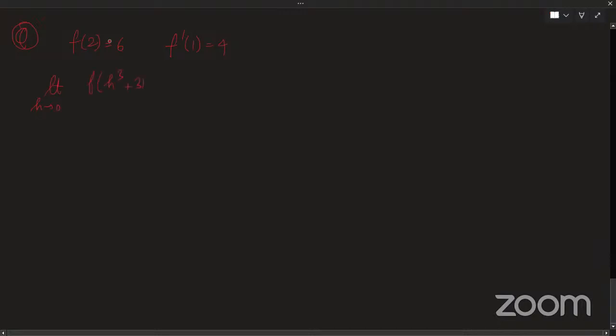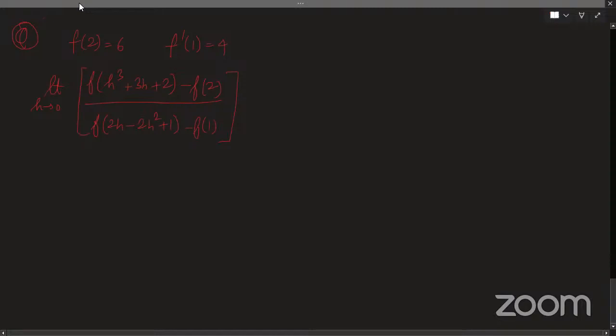So you have got a function where f of 2 is equal to 6 and f dash 1 is equal to 4. And it is asking you the limit as h tends to 0 of f of h cube plus 3h plus 2 minus f of 2, whole divided by f of 2h minus 2h square plus 1 minus f of 1. So f is any differentiable function.